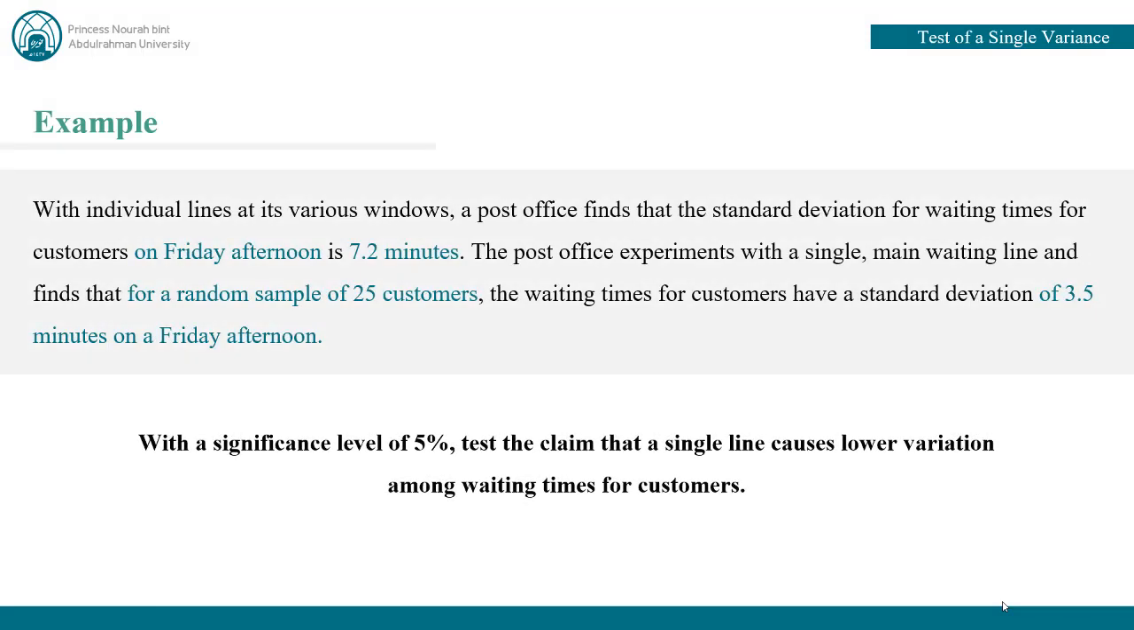Example. With individual lines at its various windows, a post office finds that the standard deviation for waiting time for customers on Friday afternoon is 7.2 minutes. The post office experiments with a single main waiting line and finds that for a random sample of 25 customers, the waiting times have a standard deviation of 3.5 minutes on a Friday afternoon. With a significance level of 5%, test the claim that a single line causes lower variation among waiting times for customers.